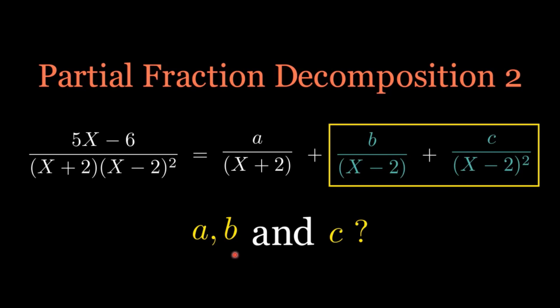So our challenge is to find the constants a, b, and c. We have three unknowns a, b, and c. So how many equations do we need? We need three equations in a system to solve. I will give the simplest method. I begin with a, then c, and last I will find b by two methods.